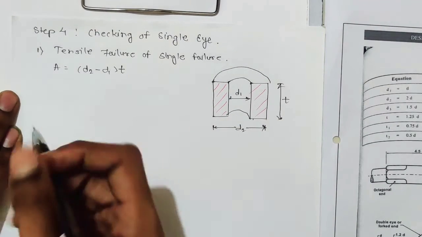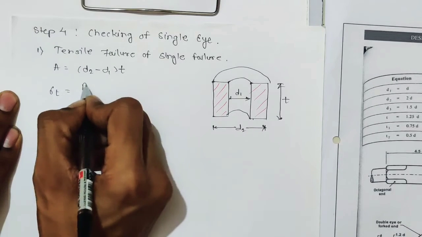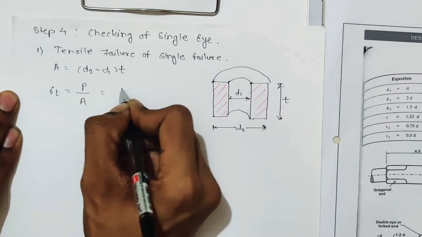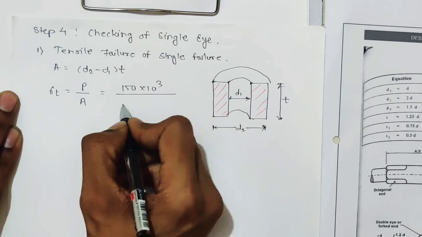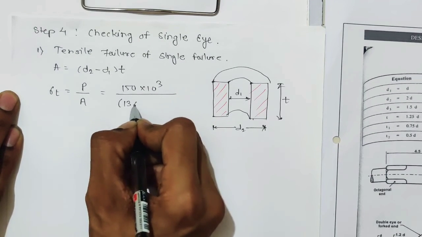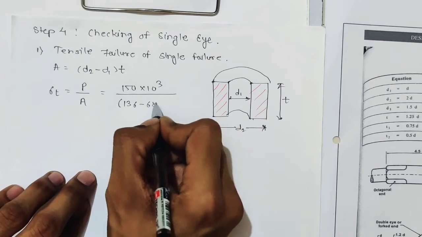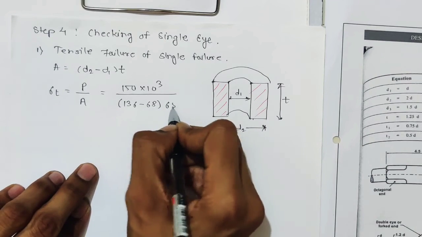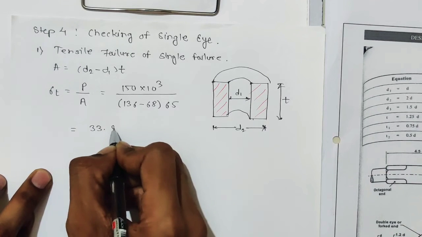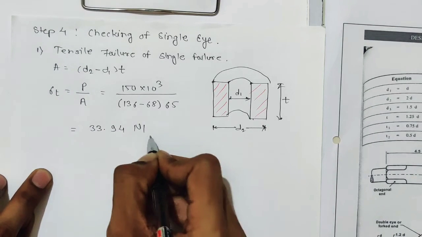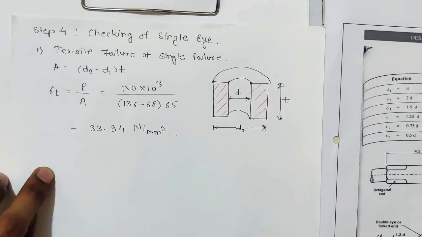So now we know sigma T is force upon area. Force is 150 into 10 raised to 3. What is D2? So modified dimension 136 minus 68, T original dimension 65. So after calculation you will get 33.94 Newton per mm square.